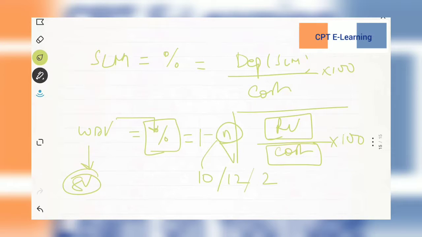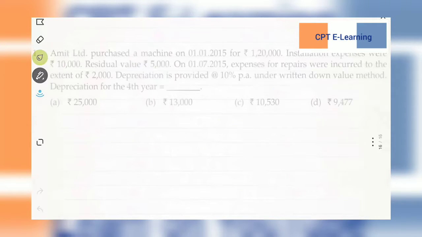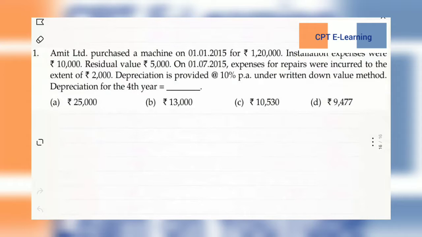Let's look at a few sums to have a better understanding of WDV. So the first sum is from our exercise, sum number 1. Sum number 1 says that Amit Limited purchased a machine on 1/1/2008 for 1,20,000. Please, in any sum of depreciation, it is very important to take care of the dates. So it is 1/1/2008 for 1,20,000. Installation expenses were 10,000. Do we have to consider this? Yes, we have to consider this. Residual value after 5 years was 5,000. Do we have to consider this line?